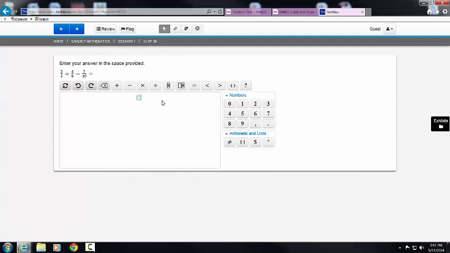Now, I need to know that I need a fraction. So I click on fraction and notice the top part is lit up in green. Okay, that's where my numerator will go, and that will be 17. If I click on my denominator portion, it then becomes live, and I can put my answer in.